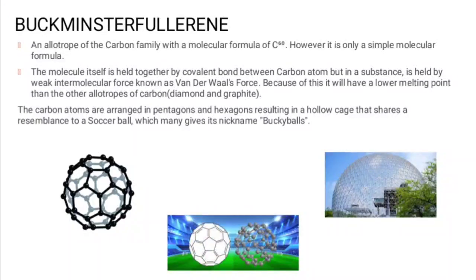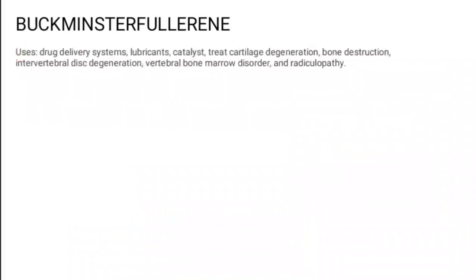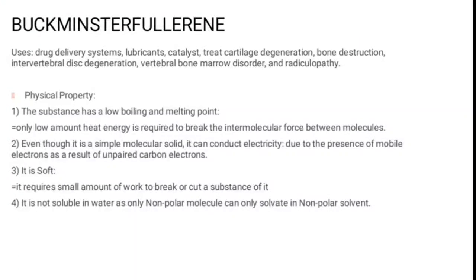The carbon atoms of Buckminster fullerene are arranged in pentagons and hexagons, resulting in a hollow cage that resembles a soccer ball, which mainly gives its nickname, buckyballs. The uses of Buckminster fullerene are drug delivery systems, lubricants, catalysts, treating cartilage degeneration, and bone destruction. There are 3 main properties of Buckminster fullerene.